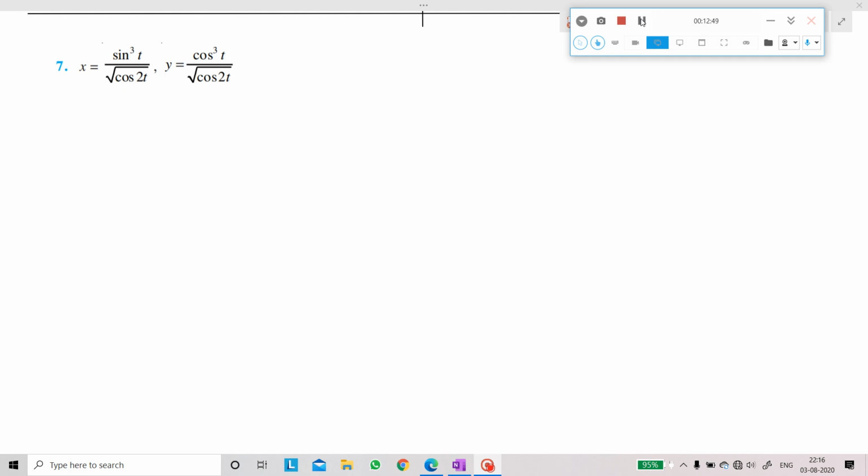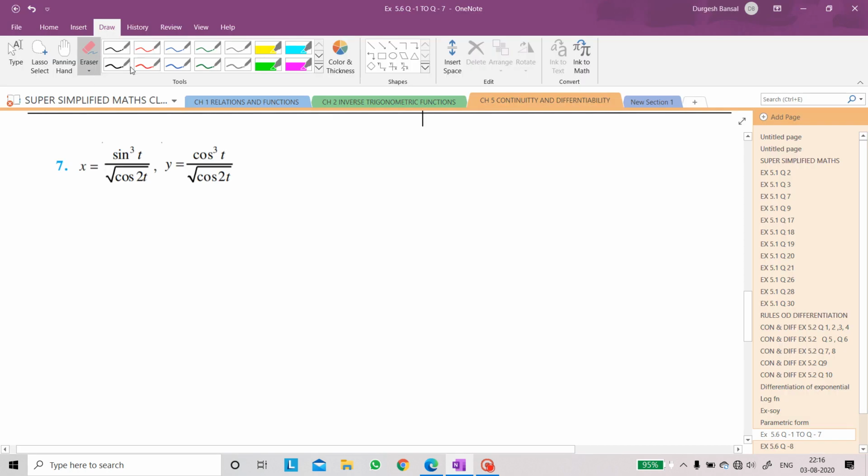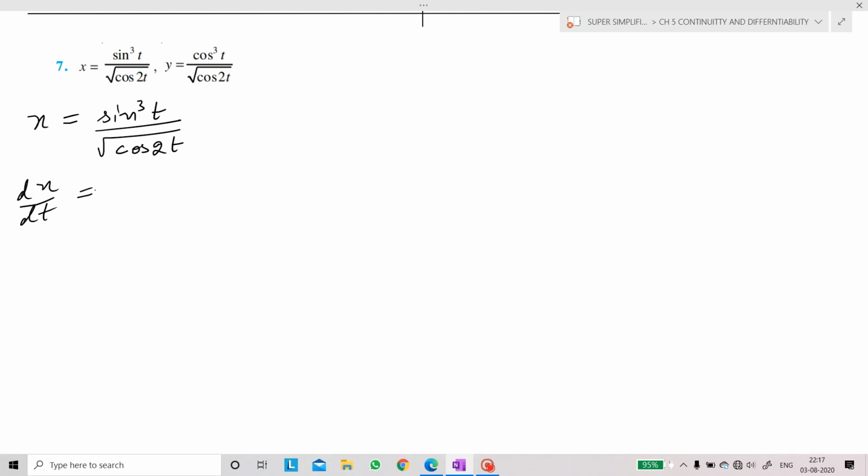Here we can see that the parameter is t. So we differentiate the expression of x first, which is sine cube t upon square root of cos 2t. To differentiate it with respect to t, we have to use the quotient rule. Students, even if we take log, the calculations are not going to be very simple. So I have calculated it both the ways, and then I found that if you don't take log, then it's going to be simple. I mean, it's not simple in any way.